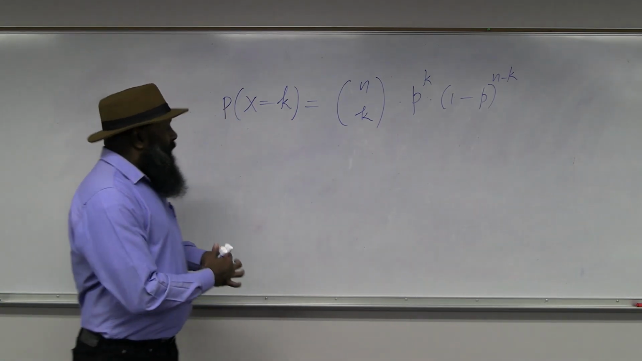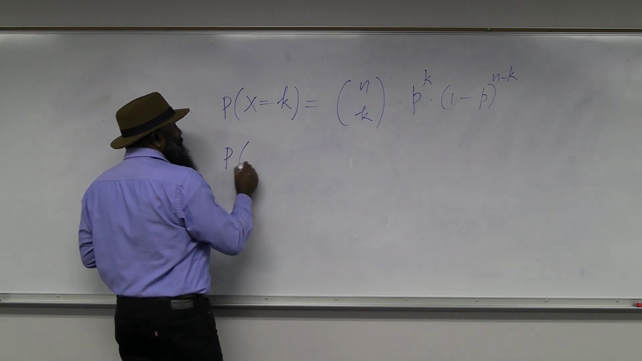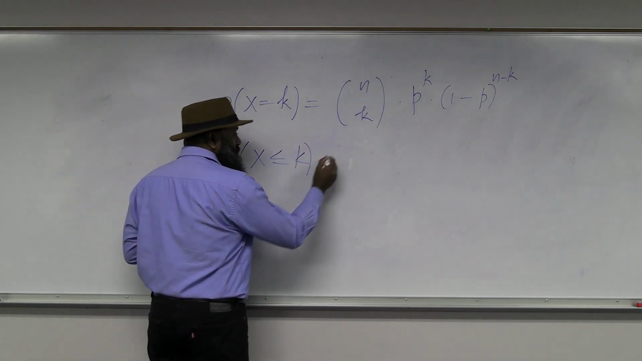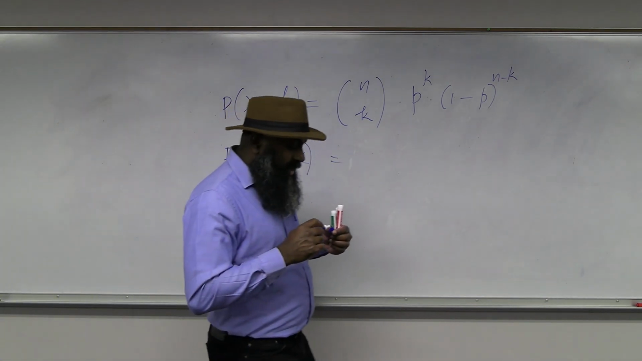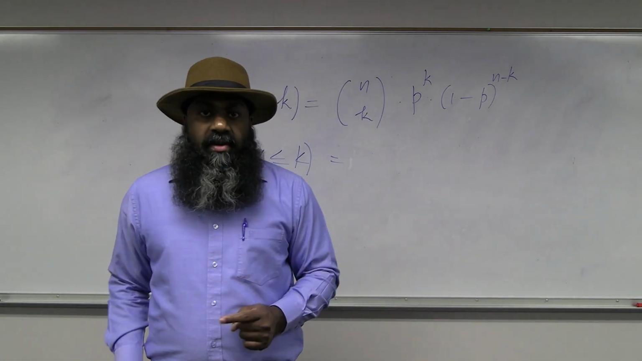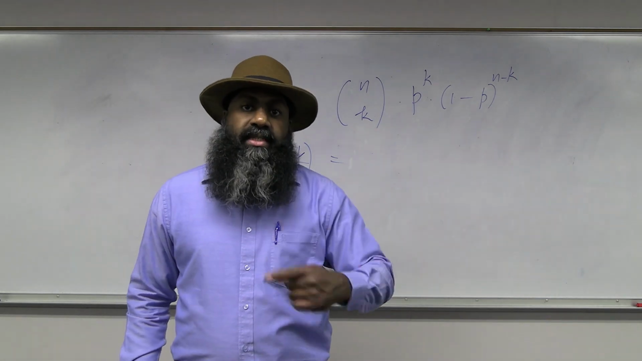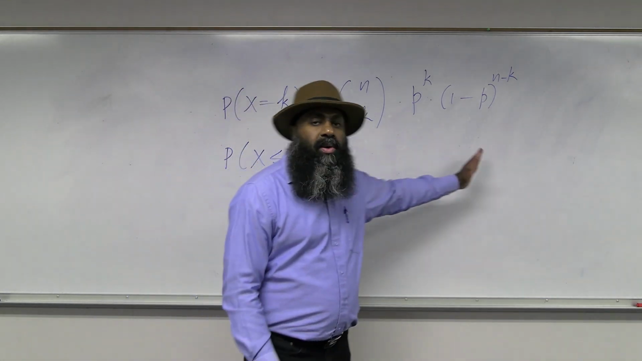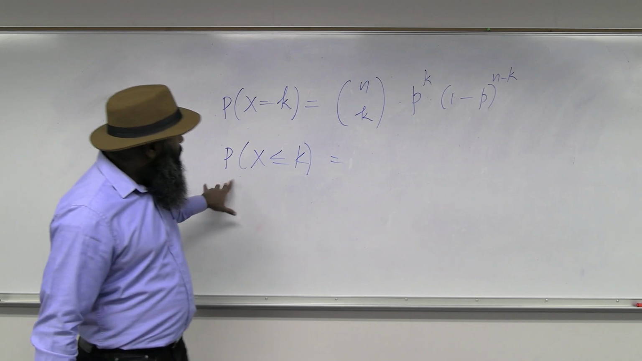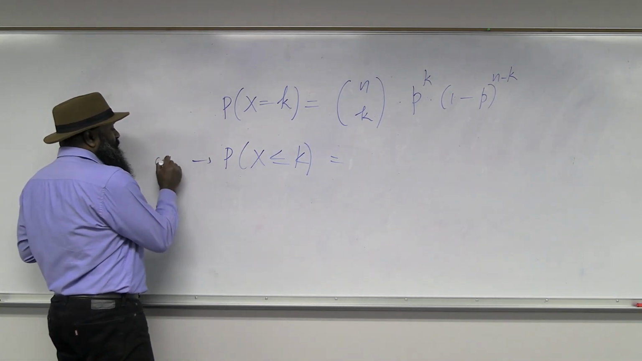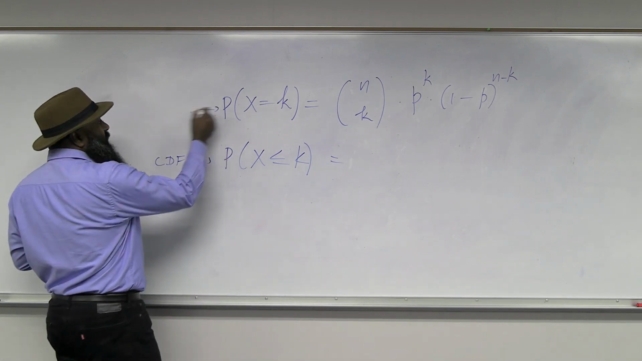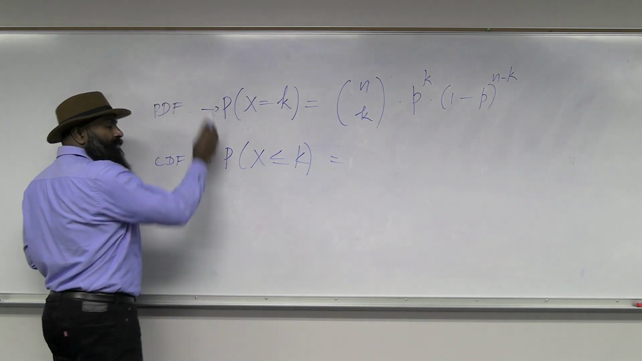And then, in order to calculate probabilities such as less than or equal to K, your calculator will calculate all these probabilities when X is equal to 0, X is equal to 1, X is equal to 2, X is equal to 3, and up to X is equal to K. All these values will be added in order to find this value when you use CDF. This is the calculation done at PDF.